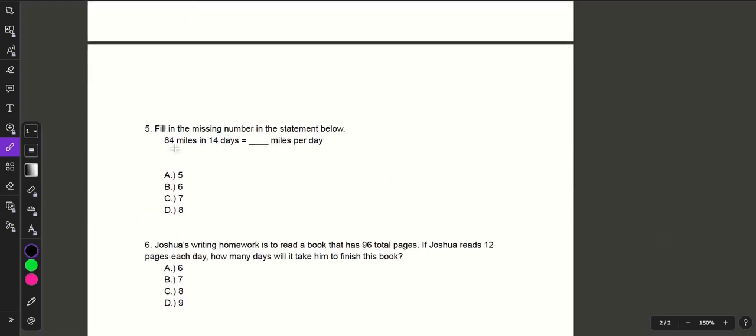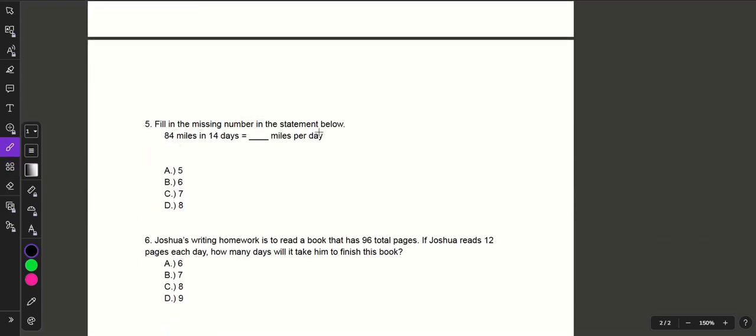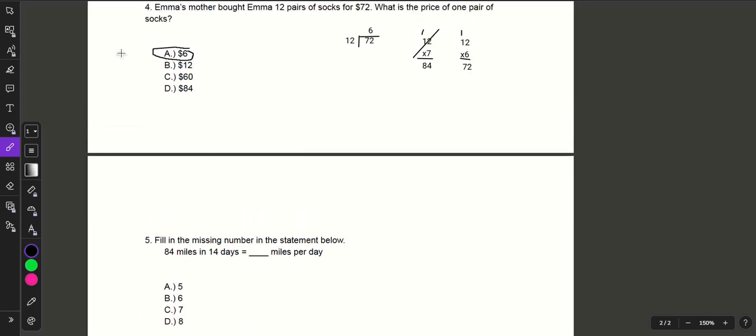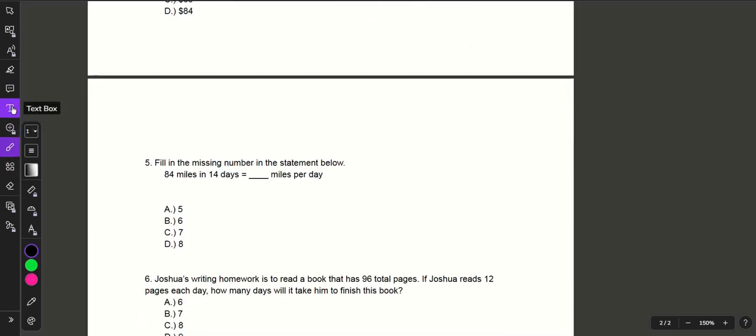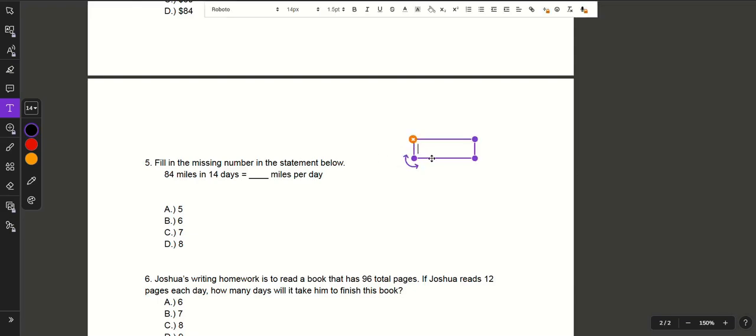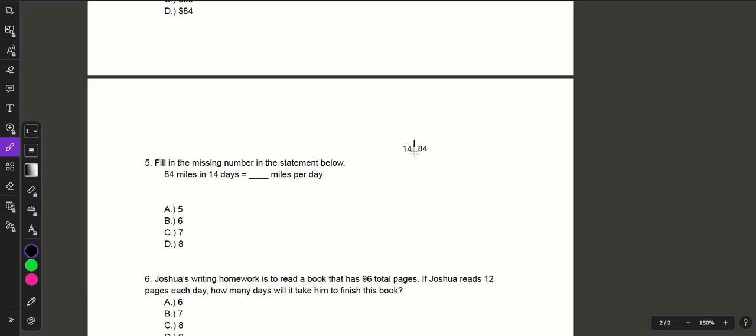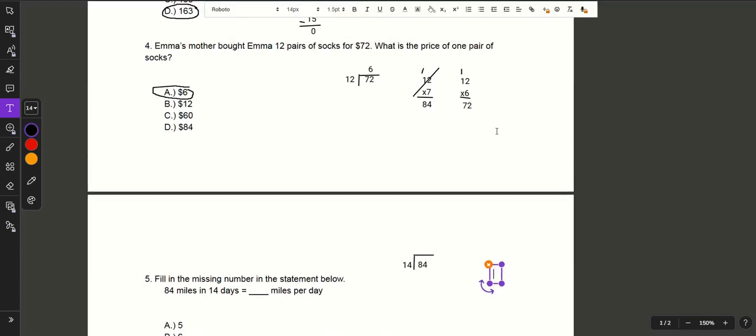And then number 5, fill in the missing number in the statement below. 84 miles in 14 days equals blank miles per day. So this is just like number 4, where we have to divide 84 miles by 14 days, so you can get how many miles per day. So put 84 here and 14 here. Now this is another double digit, it has 2 digits. So let's try to find it again like this.